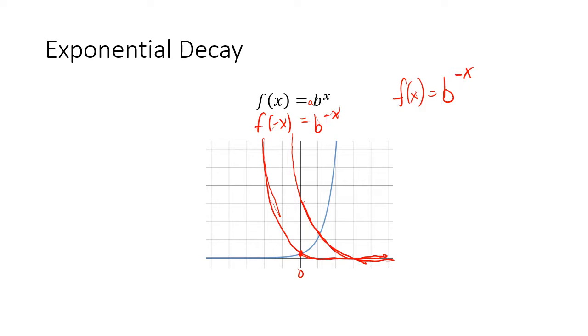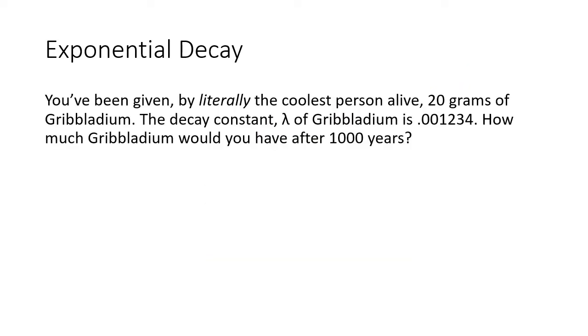So let's look at one example of that. Okay, this is again exponential decay, and it has to do with half-life as well. You've been given by literally the coolest person alive 20 grams of gribladium. The decay constant, lambda, of gribladium is 0.001234. How much gribladium would you have after 1,000 years? So we can use any letter for this. Let's use m for amount of material. Using q doesn't matter.